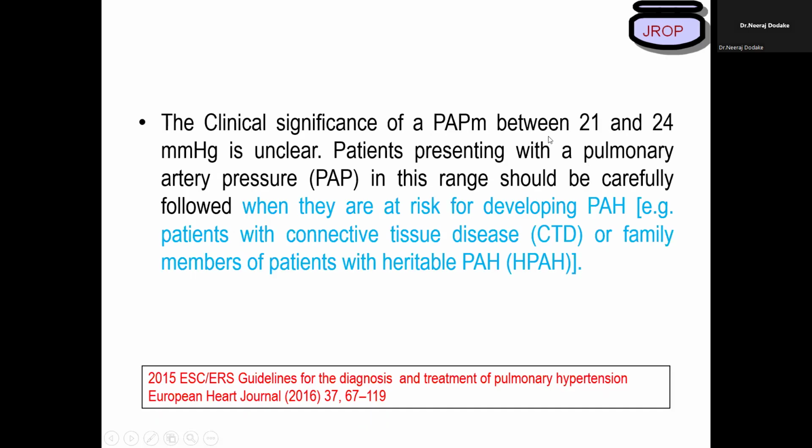For 20 to 24, the clinical significance is not really known. Patients presenting with pulmonary artery pressure in this range should be carefully evaluated and followed, because they are likely to develop pulmonary hypertension over a period of time. So what do we do? We have to follow them annually. And that's very true when we are looking at certain conditions, like people who have heritable pulmonary artery hypertension or connective tissue disorders. There, the importance goes up dramatically.